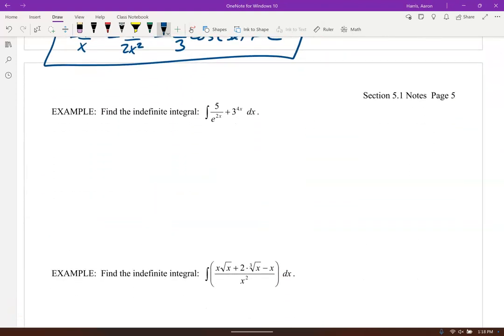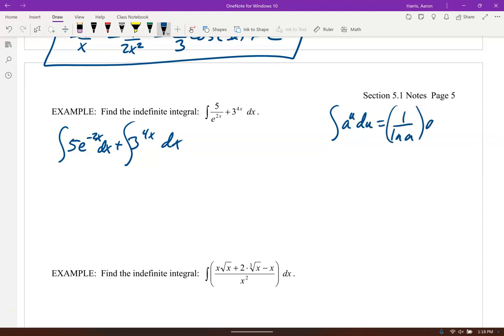All right, this next one, I'm going to write this as 5e to the negative 2x plus 3 to the 4x dx. And I'm going to go ahead and split these as well. Okay, I'm using the integral of a to the u du, which is 1 over ln of a times a to the u plus a constant. So that's the one on my sheet that I'm using.